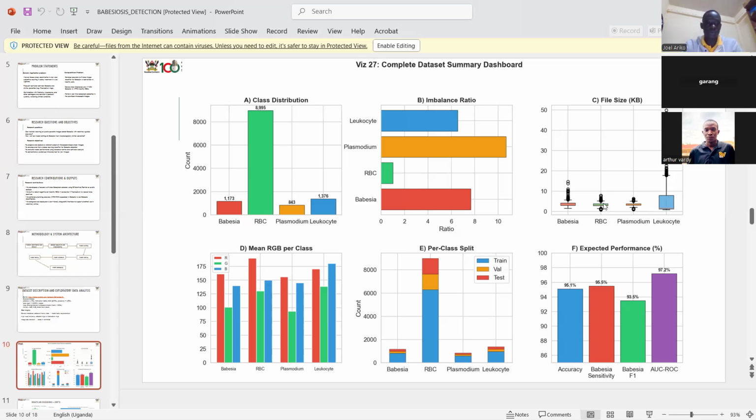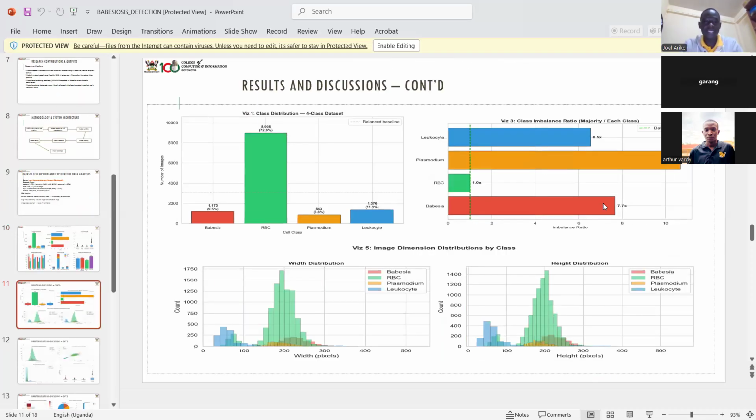Then also, for the interest of time, I may not peruse all through this. Arthur, can you take us to the next slide? Okay, so class distribution, I already mentioned it early. Class imbalance ratio, same thing early also.